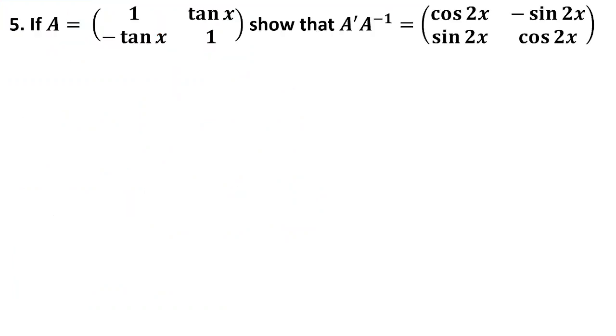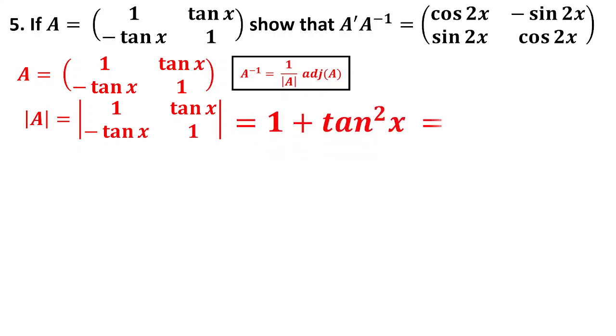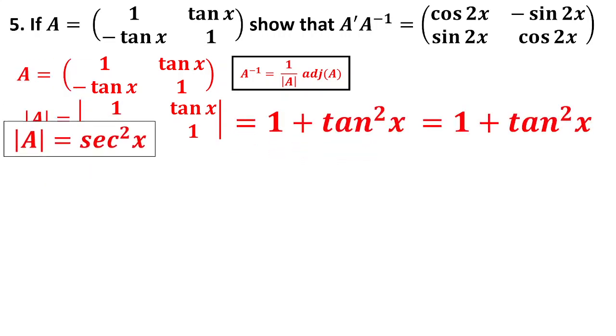You have been given A as 1 tan x, minus tan x 1. You have to show that A transpose into A inverse is cos 2x minus sin 2x, sin 2x cos 2x. It is a problem involving both inverse and transpose. Let us first try to find A inverse. For that I need the determinant. It is 1 into 1 minus of tan x into tan x. Therefore 1 plus tan square, which is nothing but secant square x.